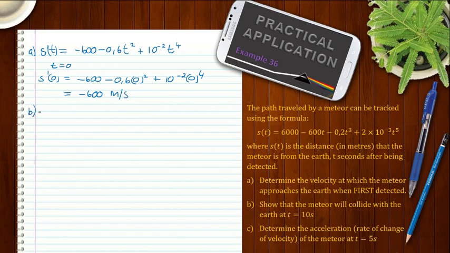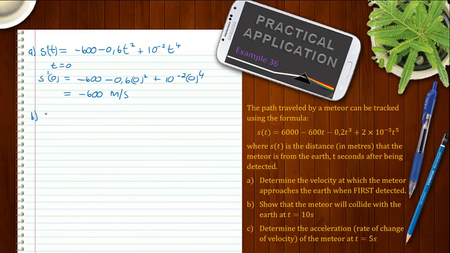Alright, so B. Show that the meteor will collide with the Earth at t equals 10 seconds. Now, if this is the distance, a collision would mean that the distance would be 0. There'd be no distance between the Earth and the meteor. So we're going to substitute the time 10 into the original equation to see what the distance is, because that would show us how far the meteor is after 10 seconds, and if it has 0 distance, it means that the meteor is at the Earth. So we're substituting that in.